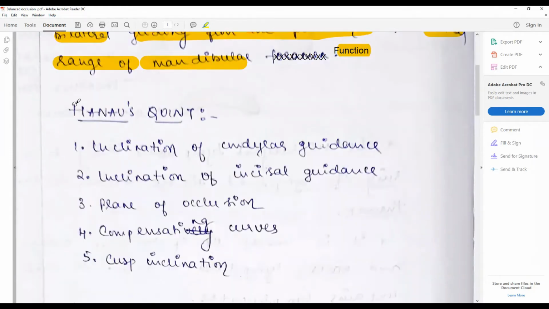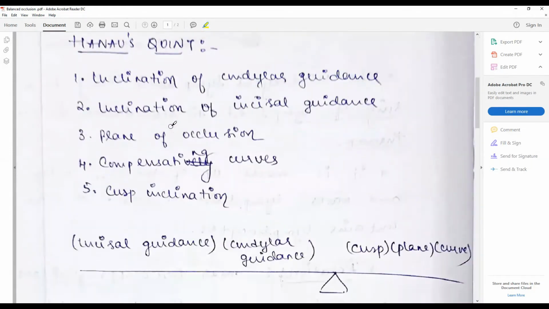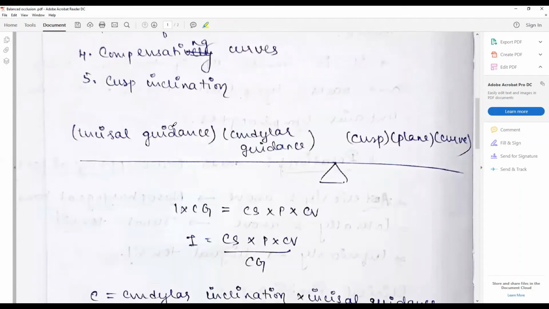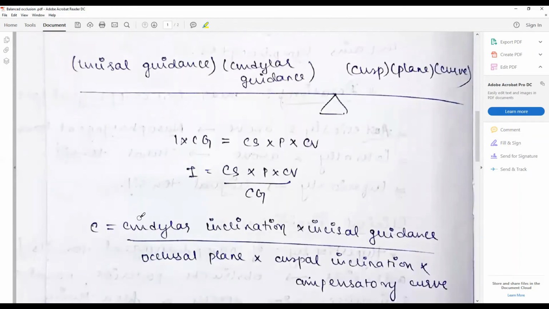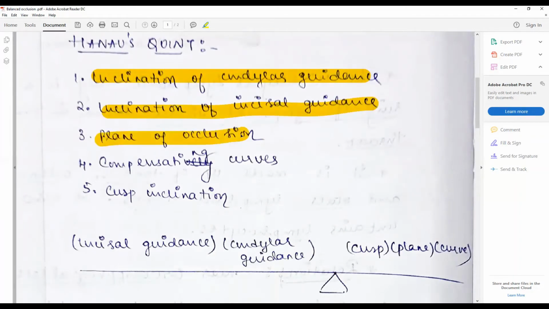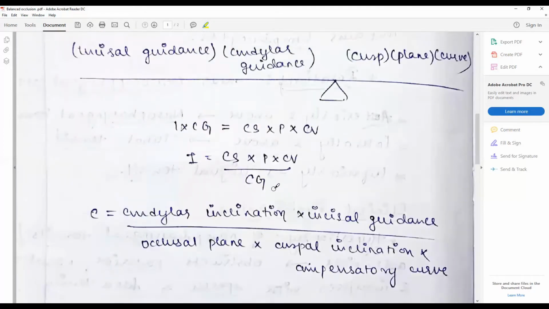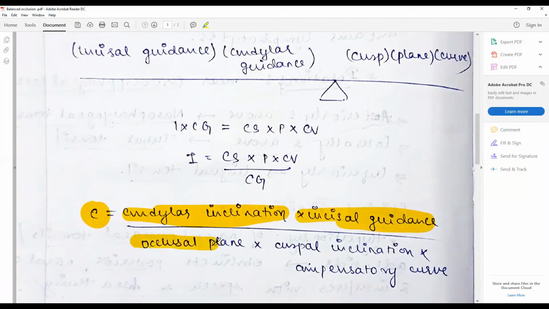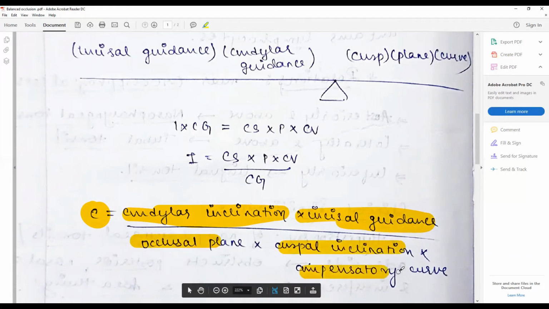It is Hanau, Winmant, and Thielmann who gave this formula of condylar inclination. The 5 factors that guide balanced occlusion are the inclination of the condylar guidance, the inclination of the incisal guidance, the plane of occlusion, the compensating curves, and the cuspal inclination, which is given by the formula of Thielmann. Condylar inclination by incisal guidance by occlusal plane into cuspal inclination into compensatory curve.